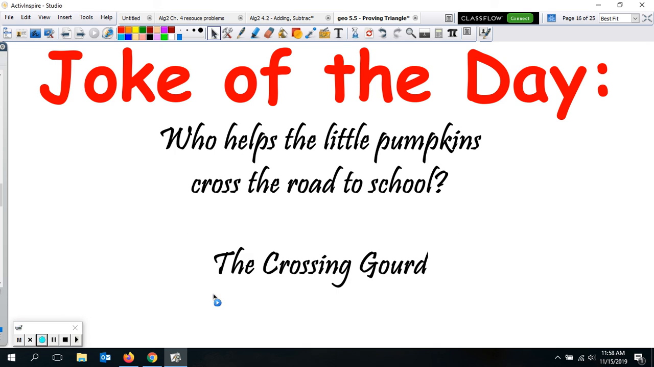That would be a lot funnier if you know VeggieTales, because the gourd is a squash, kind of a type of squash, and actually a pumpkin is a type of squash as well, or zucchini or something like that. It's from that same family, but yeah, it's a gourd, crossing gourd.